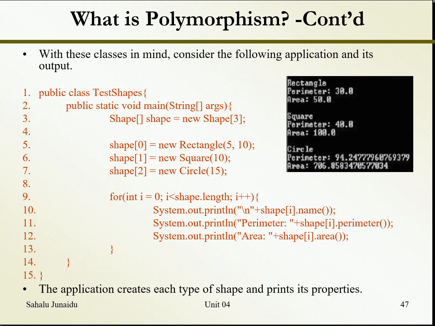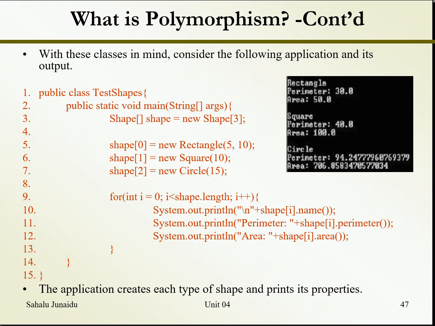So i becomes 1. Thus, the shape at index 1 is square. So if the shape at index 1 is square, then the name will be retrieved, which is the name of the class, square, the perimeter of the shape, which is shape[i].perimeter, and shape[i].area. Also, this will retrieve the area of the square. Similarly for circle, which is at index 2. And when i increments by 1 and becomes 3, this becomes false because 3 cannot be less than 3.